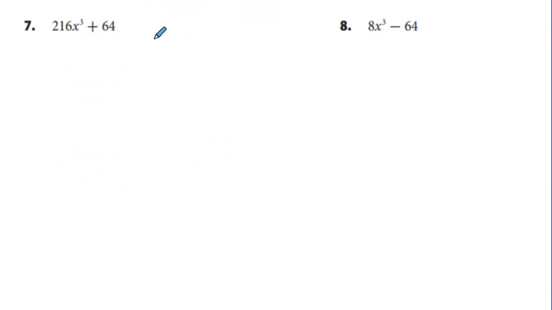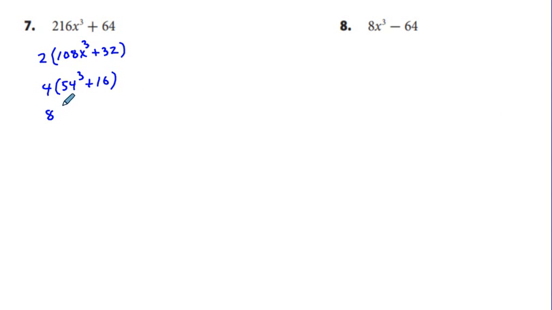Next algebra problem, 7. Now I would first be tempted in problem 7 to look for a greatest common factor, and if we take a greatest common factor out, let's say we take 2 out of this expression, we're going to have 2 times 108x cubed plus 32, and if we factor another 2 out, we'll have 2 times 2 is 4, and half of 108 is 54, plus 16.